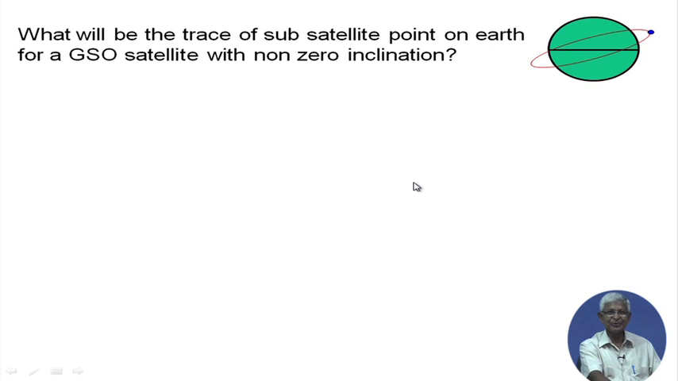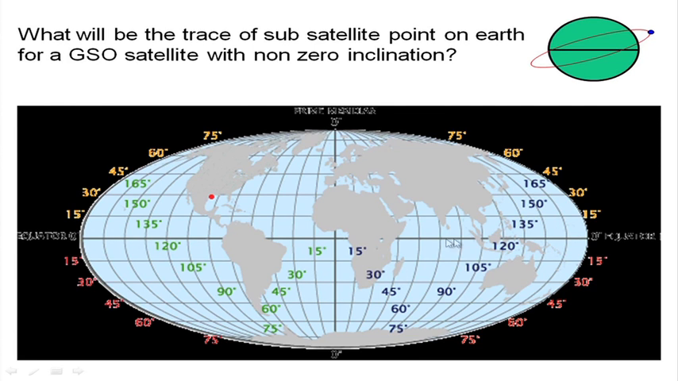How will the sub-satellite point move? Take an atlas and try to see where the sub-satellite point is. This is India, and let us say INSAT is somewhere here, and one of the INSATs is not geostationary. We have slightly changed it and made it geosynchronous. So, what will be the sub-satellite point trace? You have to think and find out. Here I am going to show you: it is like a figure of 8.